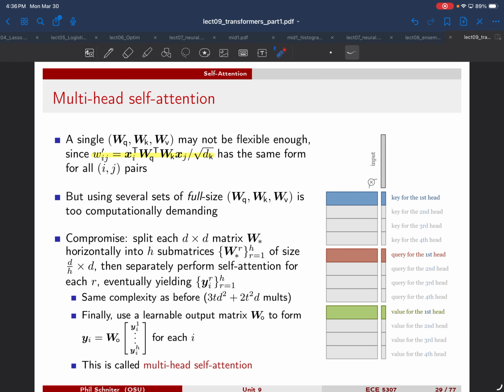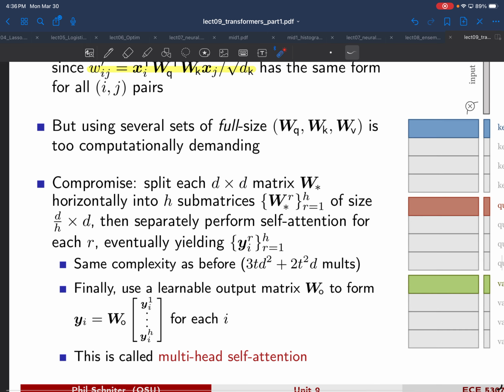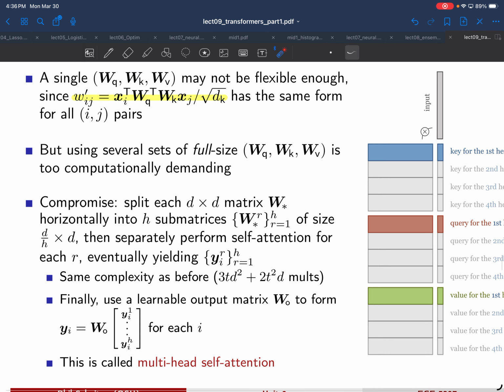So what is done usually is a compromise. You take each of these matrices. Each of these matrices here, we'll just abbreviate them as W star. Star could be Q, K, or V. And you split that matrix, like this, horizontally into H submatrices. H is some integer number like 4 in this picture. And the size of each submatrix is now going to be D over H.